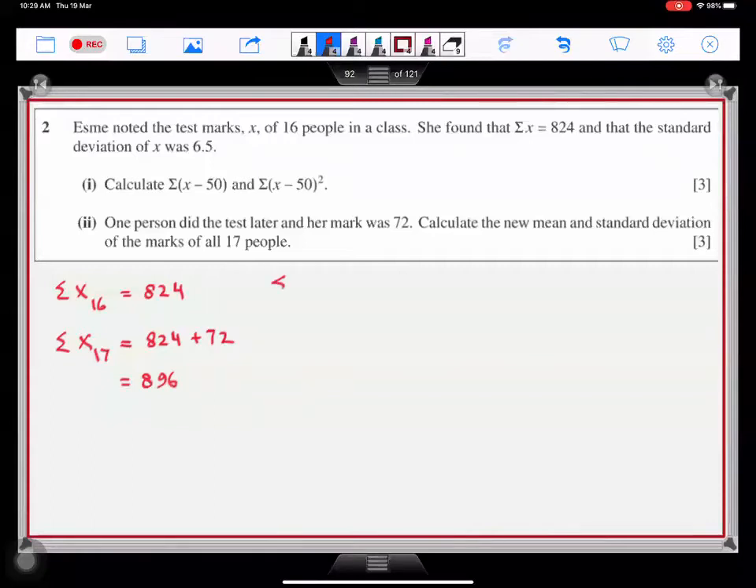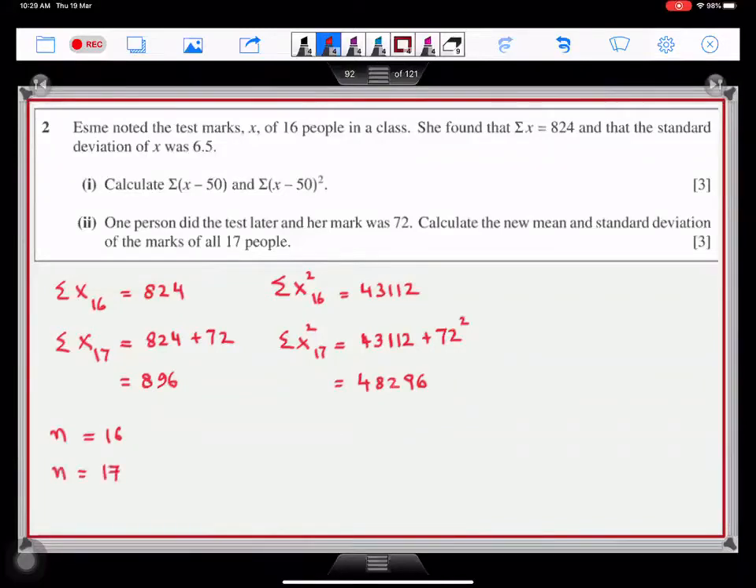Similarly, sigma x square for 16 people is 43112. Therefore, sigma x square for 17 people is 43112 plus 72 square. So therefore, 72 times 72 plus 43112, and this comes out to be 48296. Number was initially 16. Of course, we know the number now is 17.